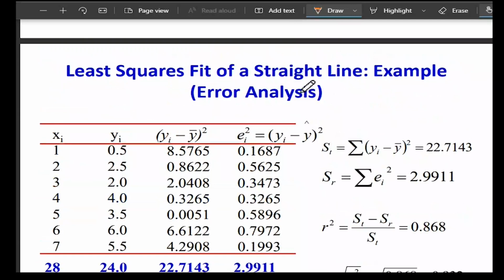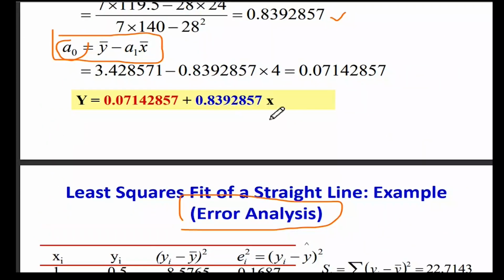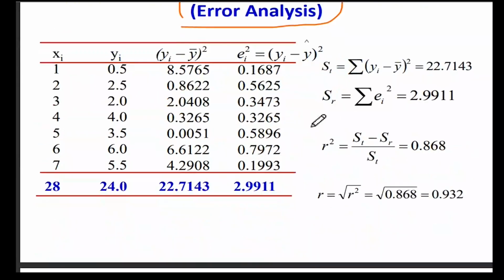Okay, then kita nak buat error analysis. So, sekarang kita nak buat error analysis. So, kita dah dapat equation dia. Okay, equation kita dah dapat. And then kita nak tahu, betul ke this is the best fit line yang kita boleh dapat. Okay, untuk buktikan dia, so kita kena buat error analysis. So, buat analysis, kita kena cari apa nilai R kita lah.